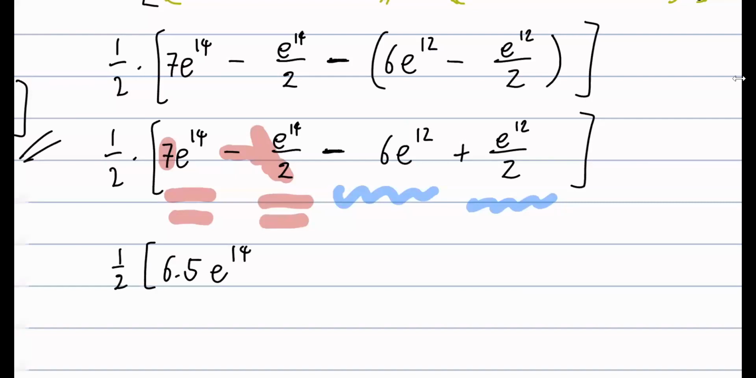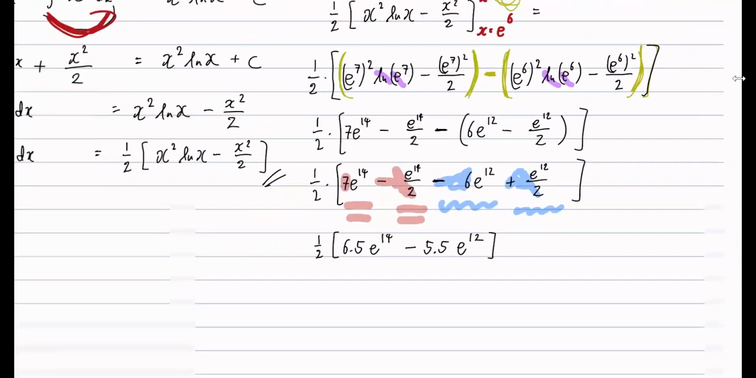Then here you have minus 6. Let me highlight it. Minus 6 plus half. What's minus 6 plus half? Isn't that just minus 5.5? Yes, minus 5.5e^12. Very good. Okay, then we are done.